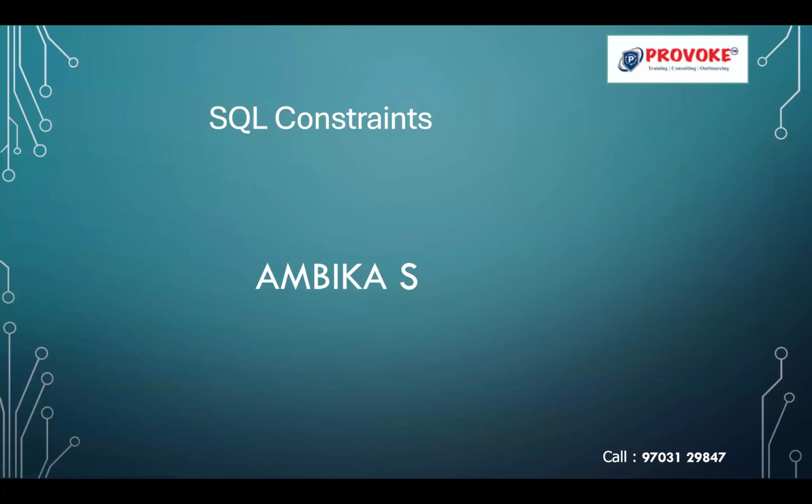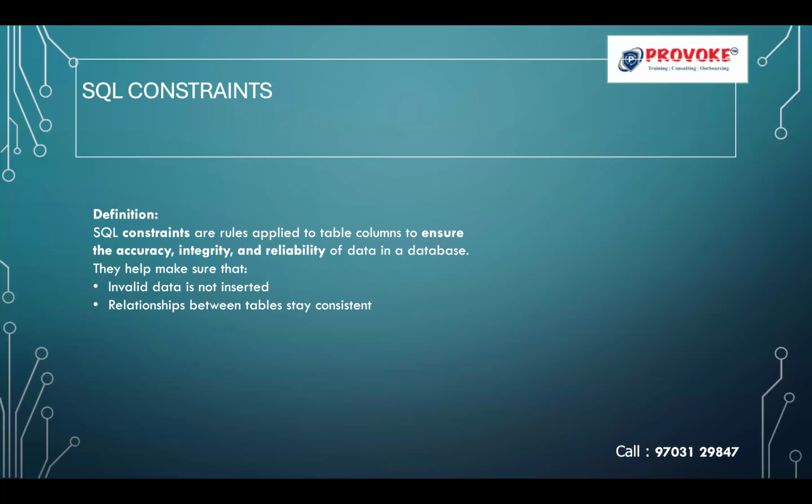Yesterday we were discussing SQL constraints. What exactly are they? They are the rules applied to the table columns to ensure the accuracy, integrity, and reliability of the data in the database. You are going to create some rules for each column, maybe for one or two columns, maybe for all the columns. It is up to the requirement. But these rules are applied to the table columns to ensure the accuracy of the data, so that there is no duplication, there are no null values, and the data is reliable.